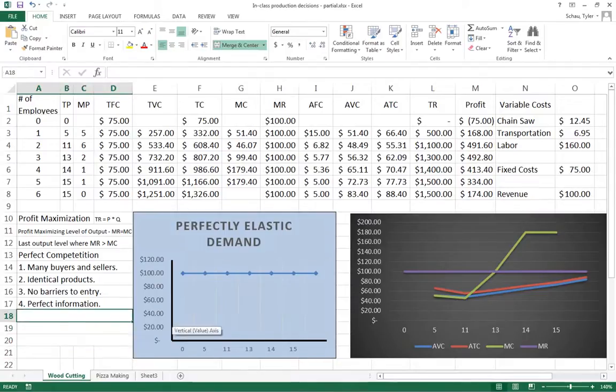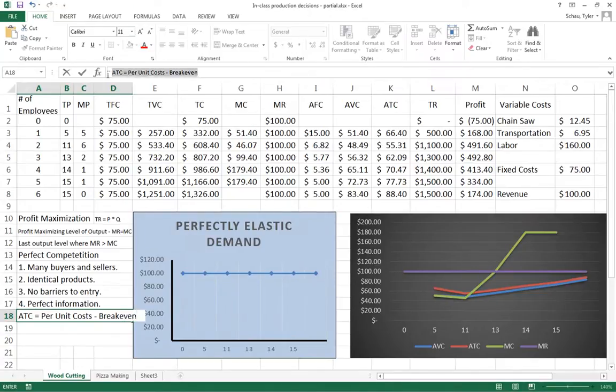Okay, so average total cost equals per unit costs, right? Another term for that is break even.